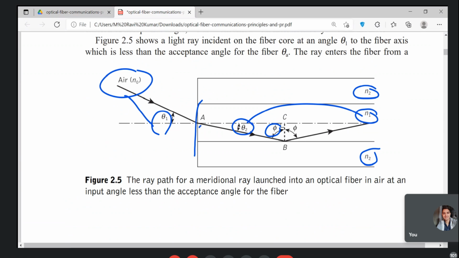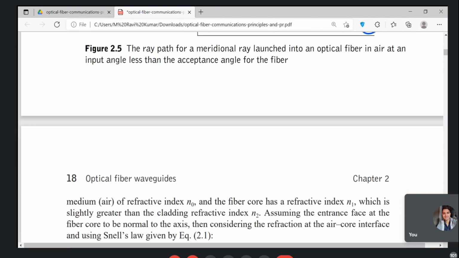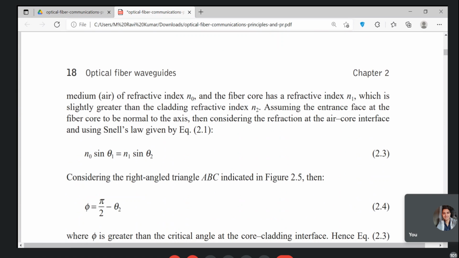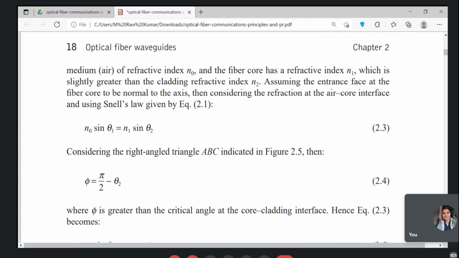You can see the points A, B, and C, right? This is a right angle triangle. So here you know the sum of the angles within a triangle is 180 degrees. So theta 2 plus phi must be equal to pi by 2, right? So based on that, we have phi is pi by 2 minus theta 2.